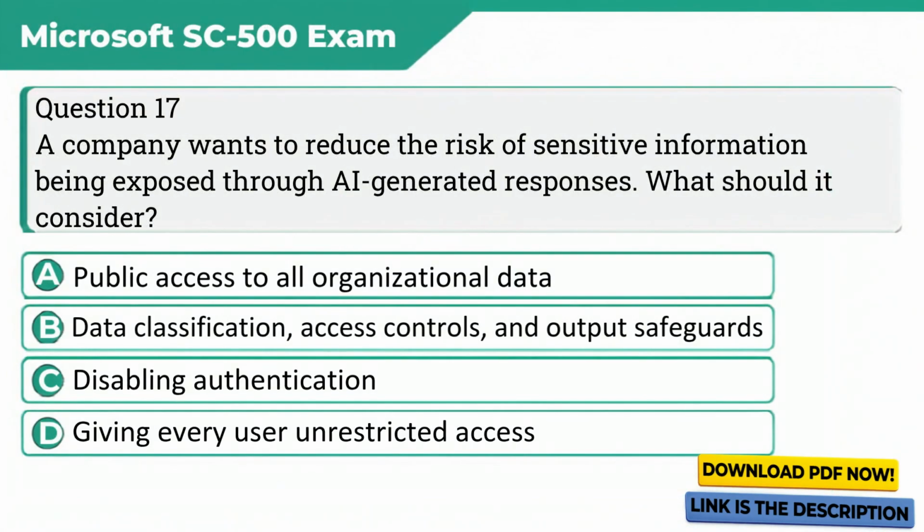Question 17. A company wants to reduce the risk of sensitive information being exposed through AI-generated responses. What should it consider? A. Public access to all organizational data. B. Data classification, access controls, and output safeguards. C. Disabling authentication. D. Giving every user unrestricted access.